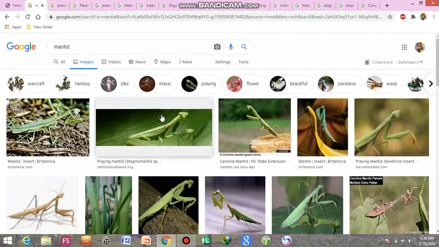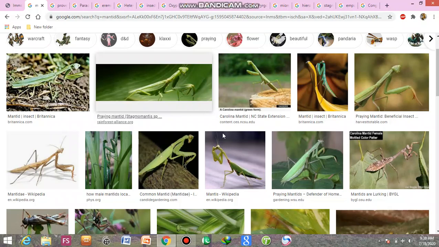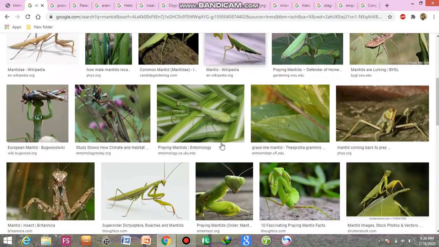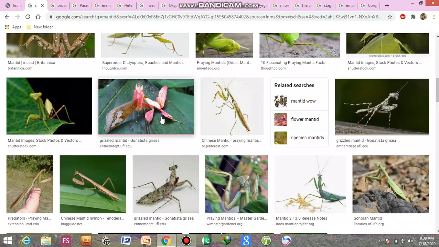These are general pictures of mantids. Praying mantis is here. Different types of mantis are given. This is the most beautiful creature, the mantid. You can see the very beautiful pink color.